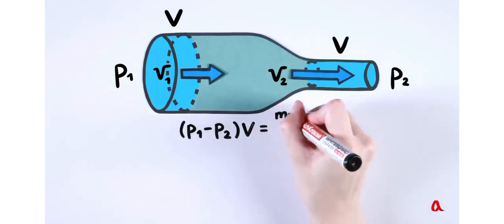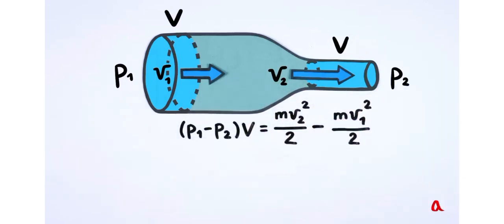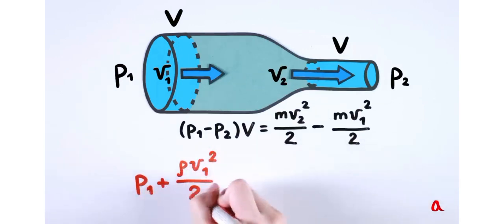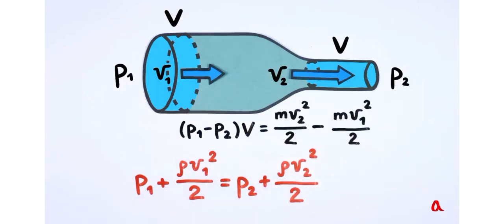Mass is the product of volume multiplied by density. In this case, the volume cancels out, so we can rewrite the formula in the following way. The value of rho v squared divided by 2 is called the velocity head of a fluid. According to Bernoulli's principle, the sum of pressure and velocity head in an ideal fluid remains constant throughout the whole pipe.